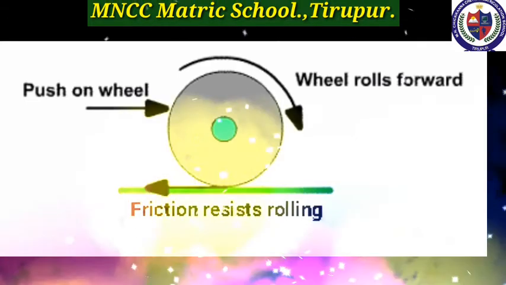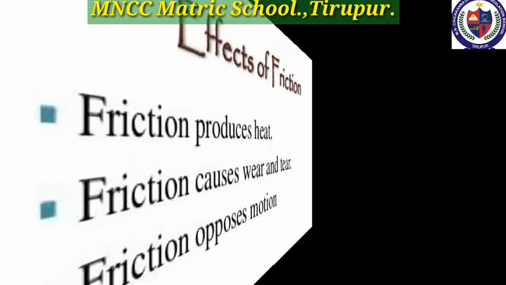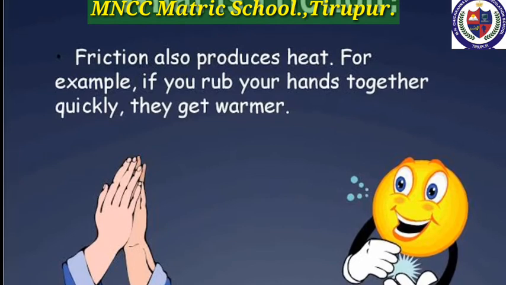Next we move to effects of friction. Friction can produce the following effects. Number 1, friction produces heat. Number 2, friction causes wear and tear. Number 3, friction opposes motion. Number 1, friction produces heat. For example, if you rub your hands together quickly, they get warmer.